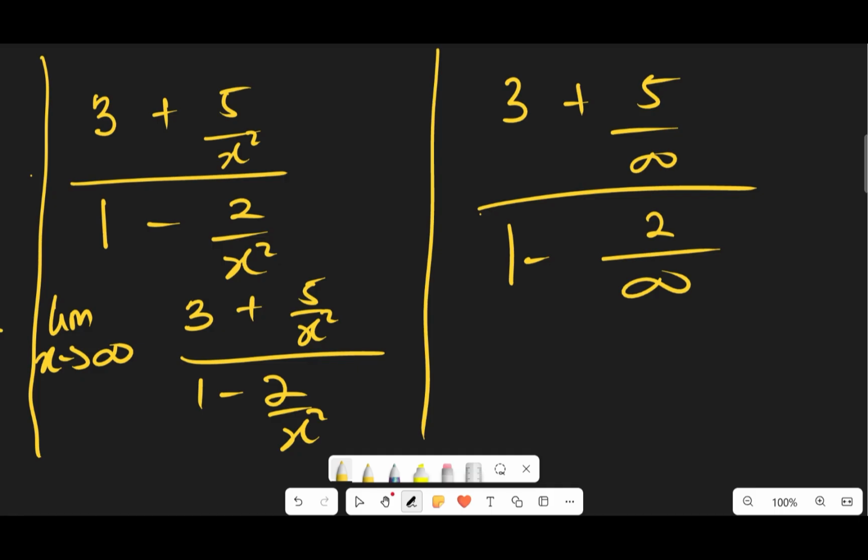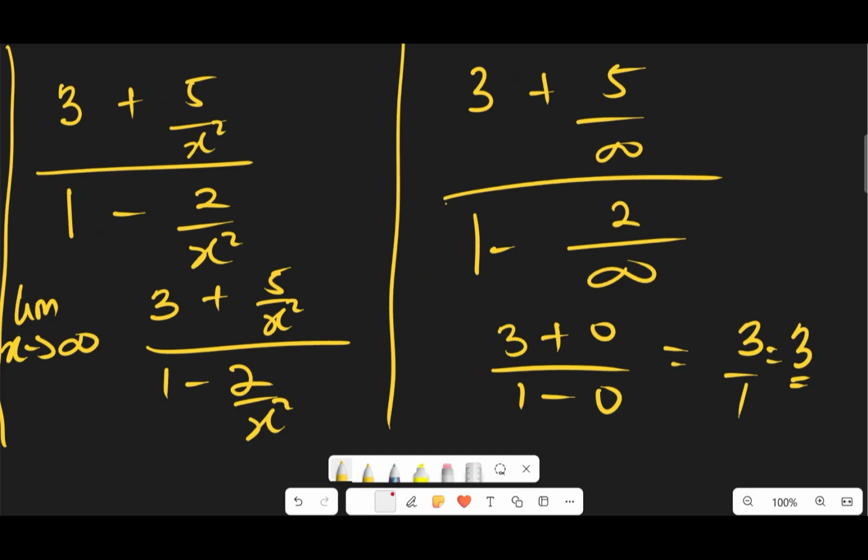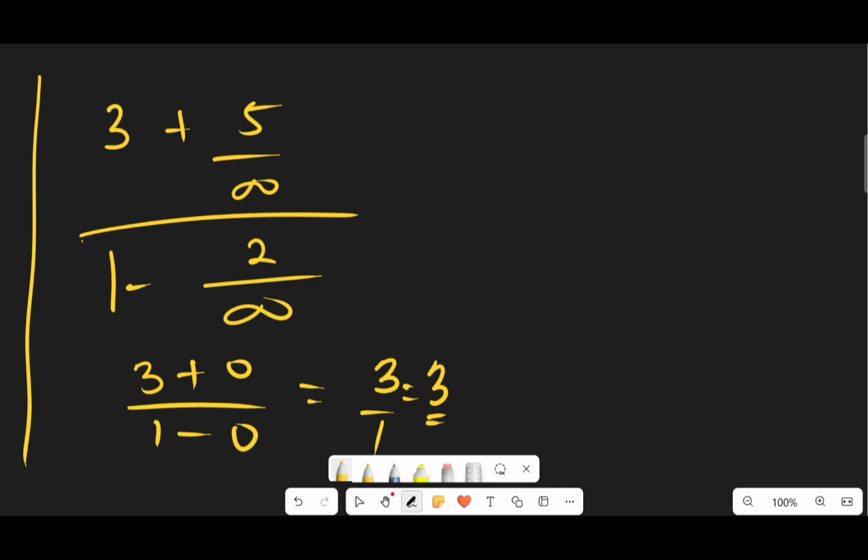Is that okay? So we are going to get 3 plus 0 over 1 minus 0. And that is going to give us 3 over 1, which is equal to 3. And that will be our final answer. And that is how we solve the limit as x approaches infinity. It's so simple like that. Now let's take another question on that.